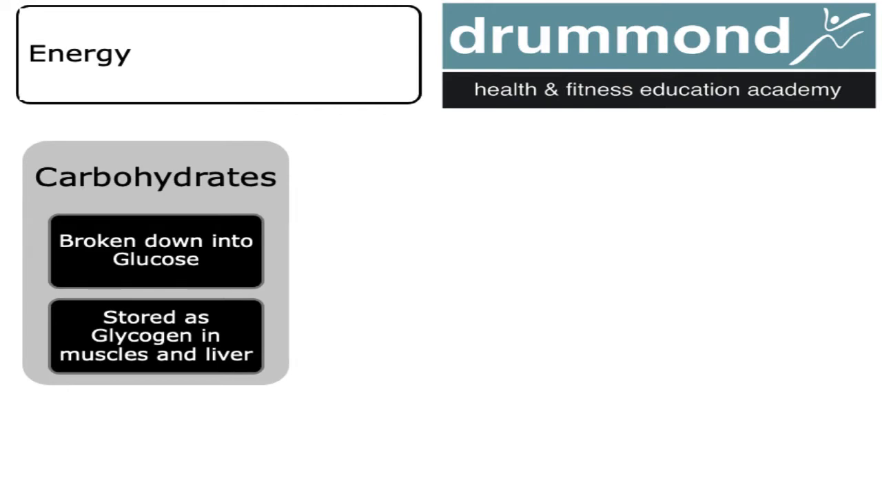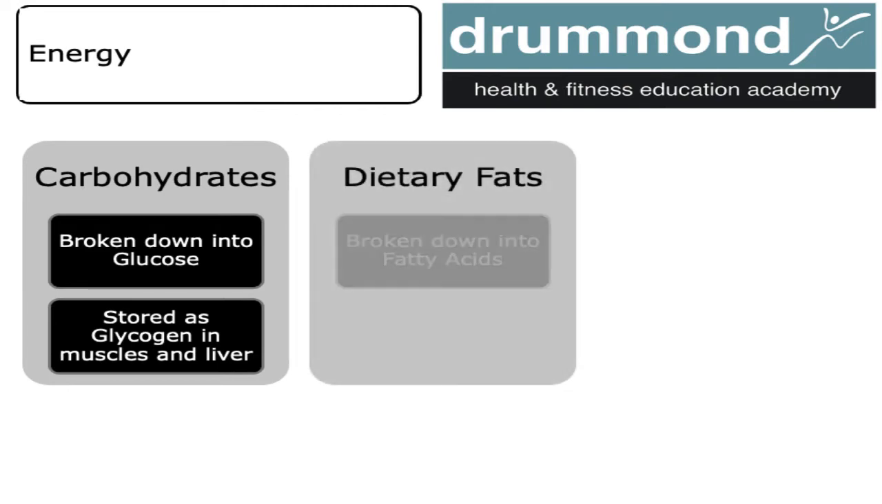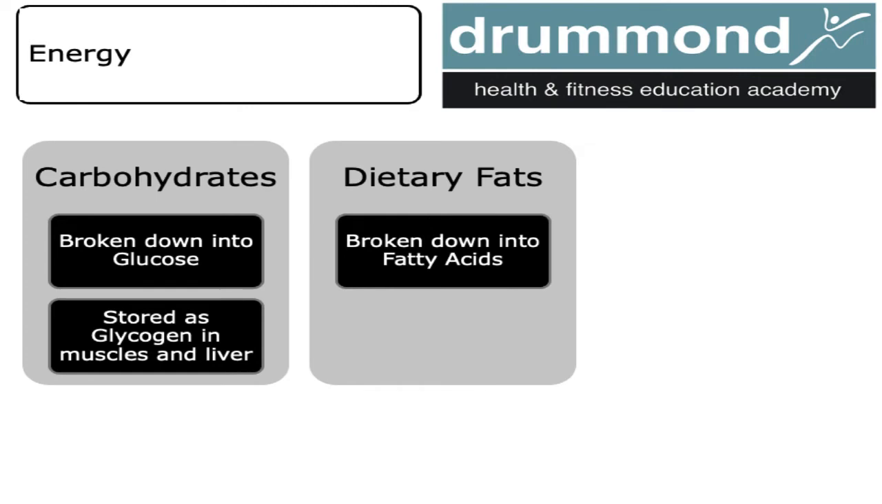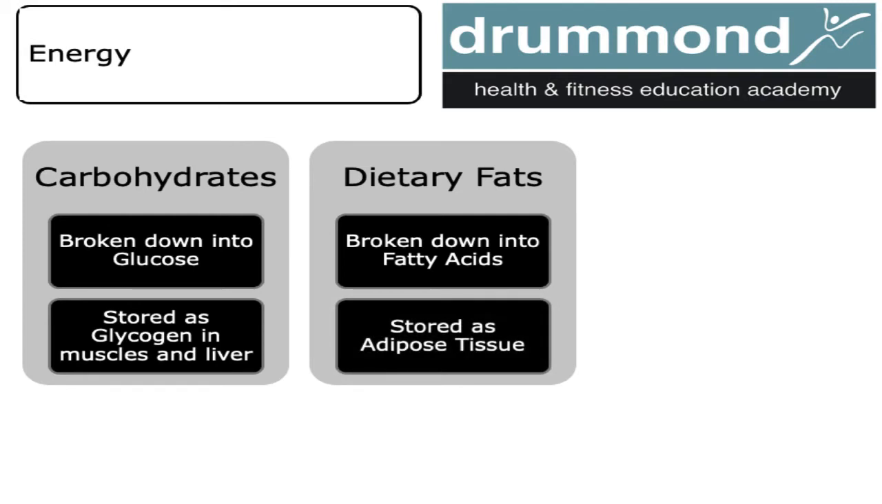The second macronutrient is dietary fats. Dietary fats are broken down into what are known as fatty acids. Fatty acids are used to create ATP, as well as being essential for lots of other bodily processes. Any excess fatty acids that aren't used in bodily processes or creating ATP would be stored as adipose tissue, which is known as body fat.